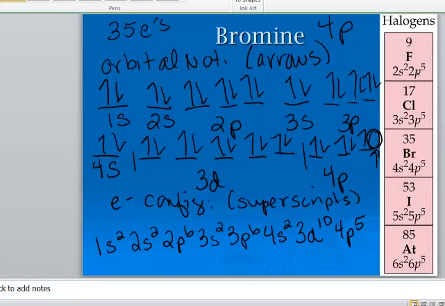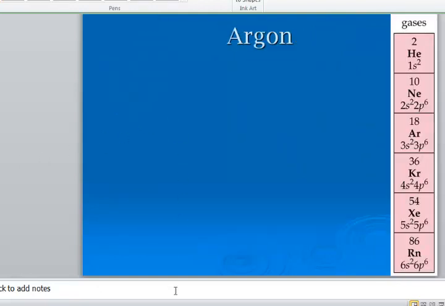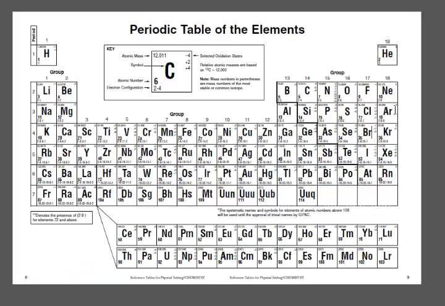Where you have all of them will end in p5. Fluorine is the fifth element in 2p, chlorine is the fifth element in 3p, bromine 4p5, etc. Okay? All right, now argon is the next one that we're going to do. And again, we still have to figure out how many total electrons we're mapping and what section it's in.